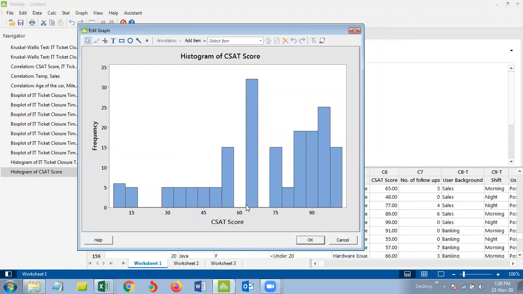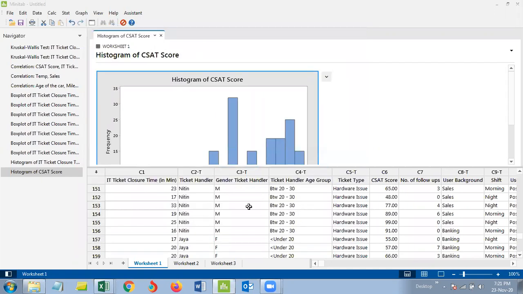So basically it gives you an idea of how your data is staggered in different sections, and the height of the bar tells you how many people scored in that particular range, like between 62.5 to 67.5. There were 32 people who scored a CSAT score in this range. So it tells you the frequency of every range. Basically it helps you study the center of the data and the variation in the data. And this is how your histogram helps you understand and analyze your data.